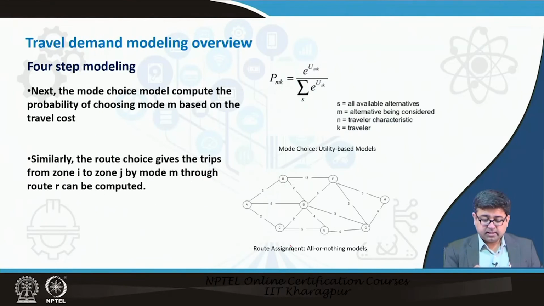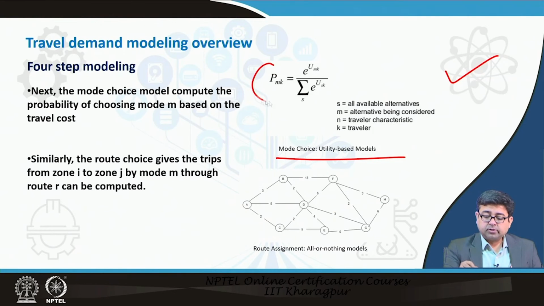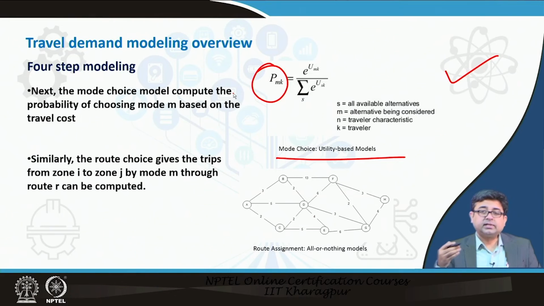Essentially, we have talked about this. The mode choice model, again, the most common models currently used are utility based models. It calculates the probability of using a mode of transport. In this case it is a discrete choice model. When we say it is a discrete choice model, what we mean is that everybody has their own choices. We cannot say that another person's choice will affect my choice. We say that their choice is discrete to my choice.